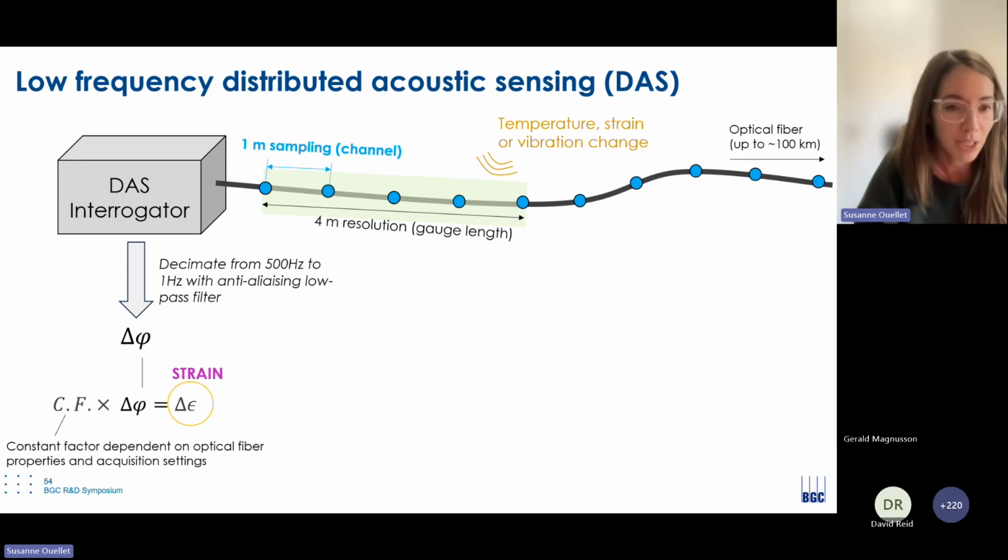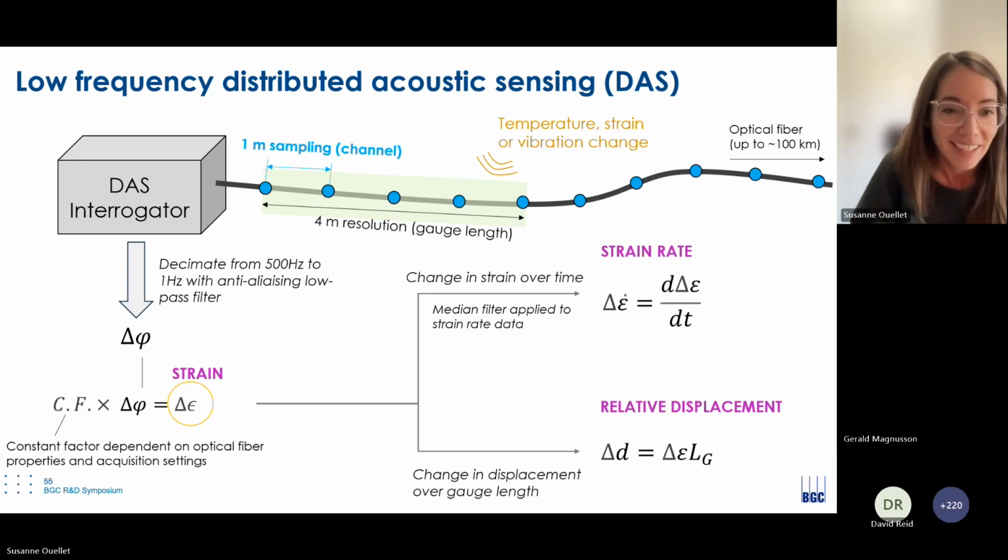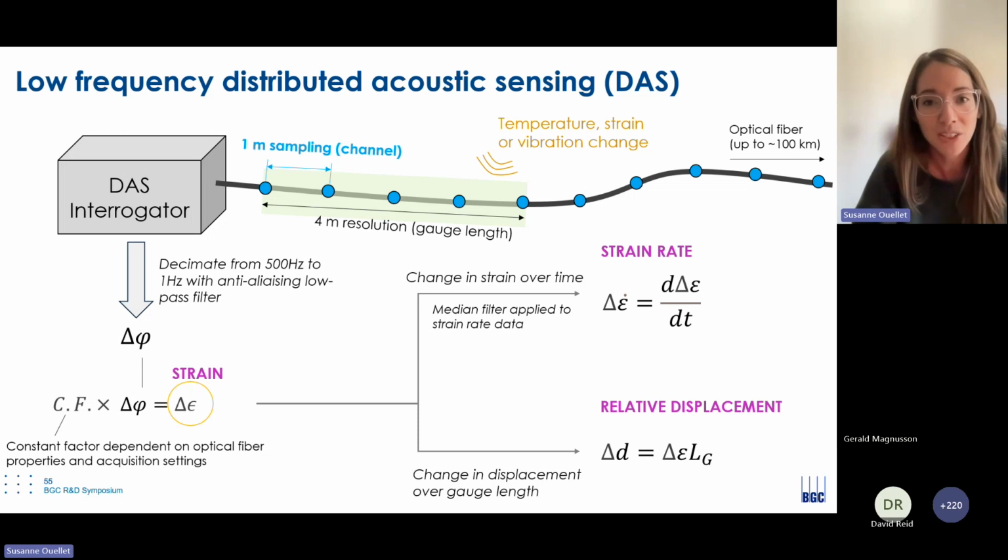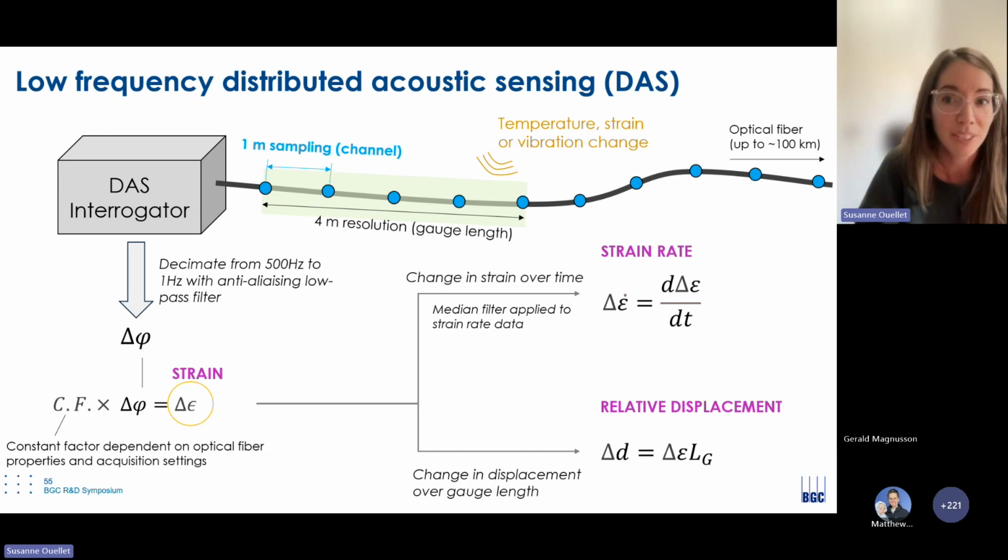I also want to mention that we're looking at the low frequency component of DAS. So we have applied a low pass filter to our measurements, and we're looking at everything below 1 hertz frequency. I'm also going to highlight here that we're looking at strain, but using that strain data, we can also look at changes in strain over time, or the strain rate. And we can also infer a relative displacement as well, just by integrating our strain data over the gauge length.